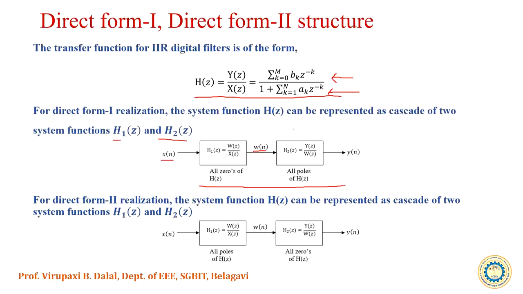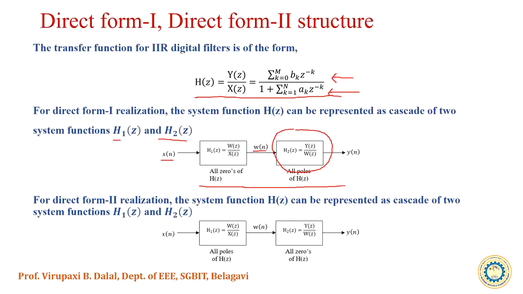For H2(z), for this block, the input is w(n) and the output is y(n). So I can write H2(z) = Y(z)/W(z). W(z) is the z transform of w(n).